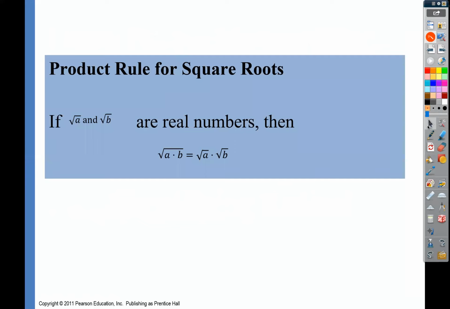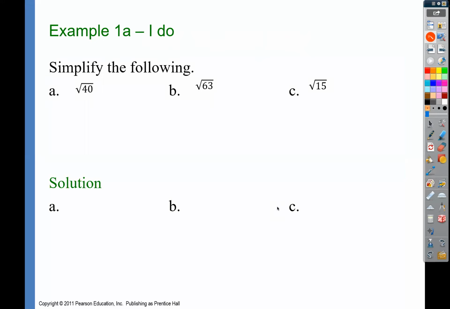Okay, so product rule for square roots. If the square root of A and the square root of B are real numbers, then you can multiply those together. You can only multiply radicands with other radicands and outside numbers with other outside numbers.